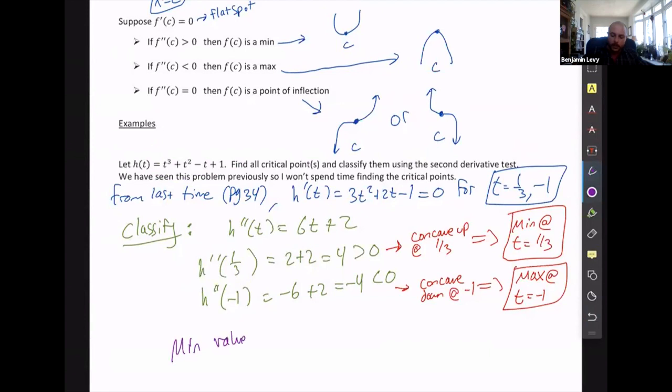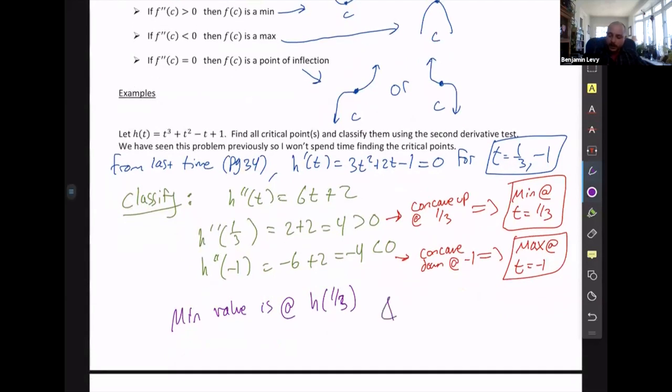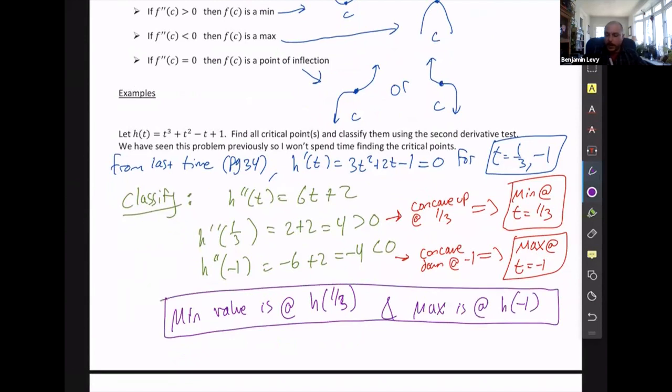It's important to write down, because you'll see this in homework, the min value occurs at plugging in the min into the original. So you would plug 1/3 into the original function h of t. And the max would be at whatever the value is at -1. Just want to make that clear, so it's all clear what we're doing here. We're finding the max and the min where they are. If we actually want them, we got to plug them in.